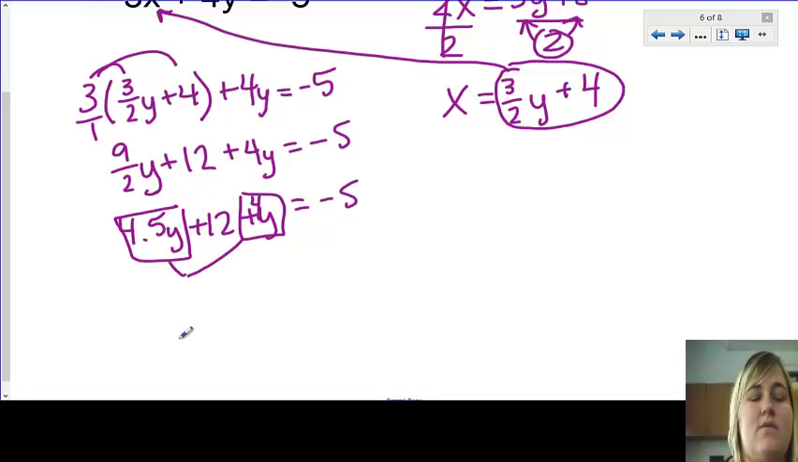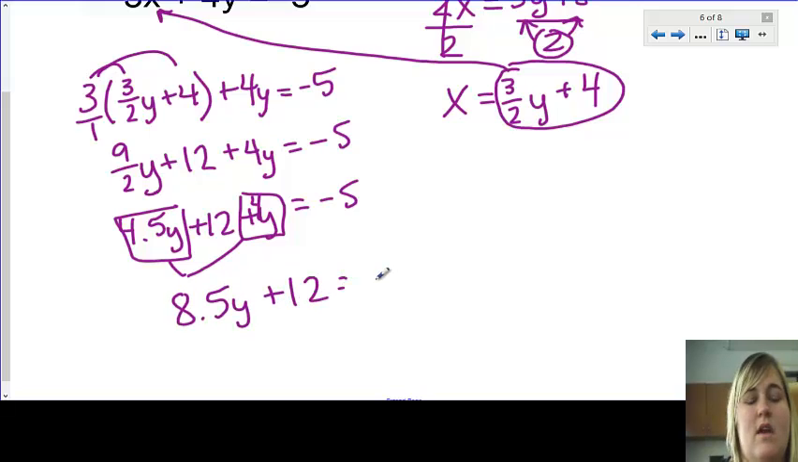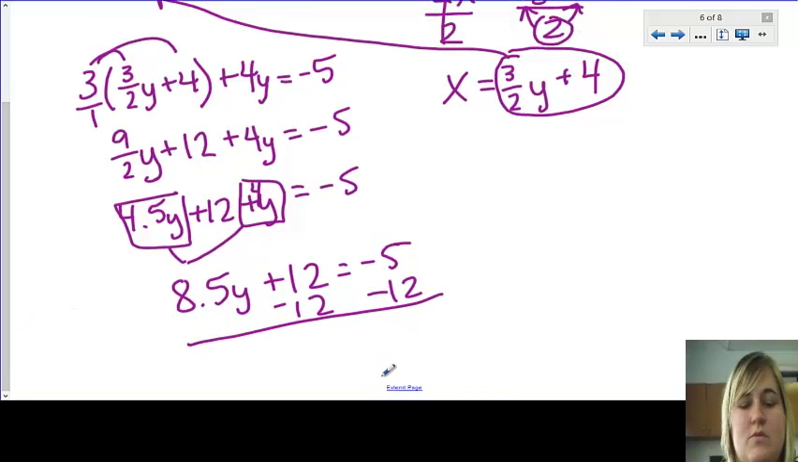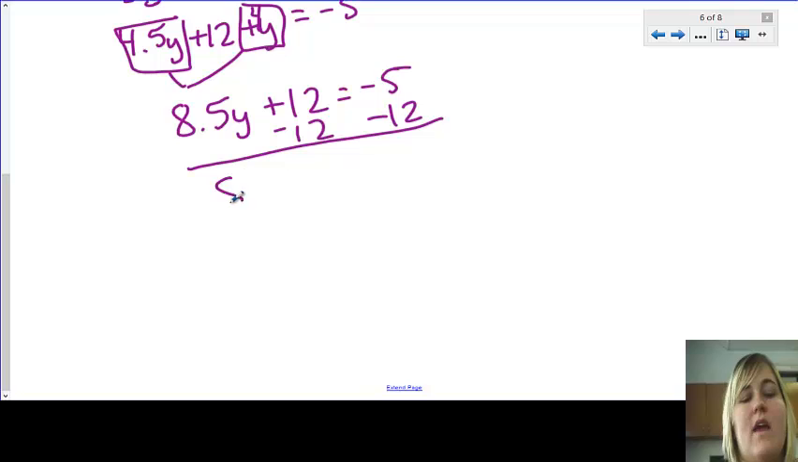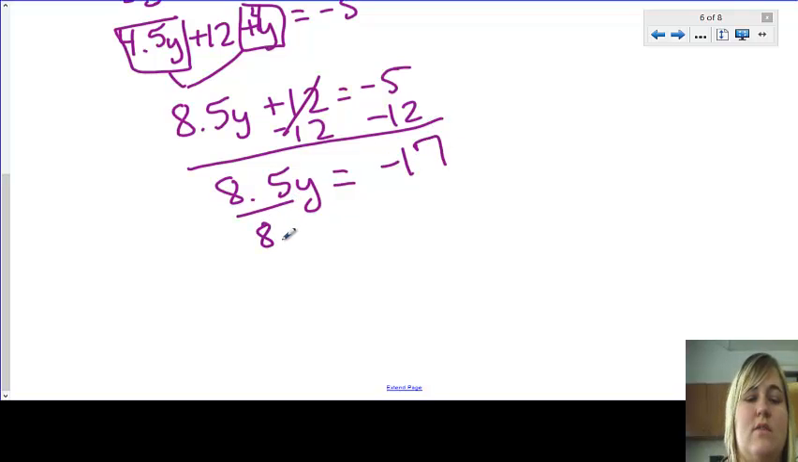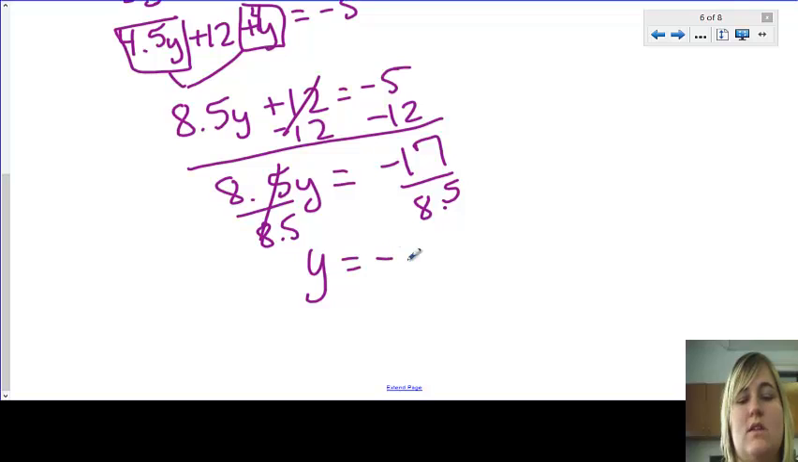4.5y plus 4y gets me 8.5y plus 12 equals negative 5. So I have to subtract 12 from both sides, which is, I'm running out of room here. So I have 8.5y is equal to, because those canceled, negative 5 minus 12 gives me a negative 17. Divide by 8.5 on both sides of the equal sign, and I get that y is equal to negative 2.